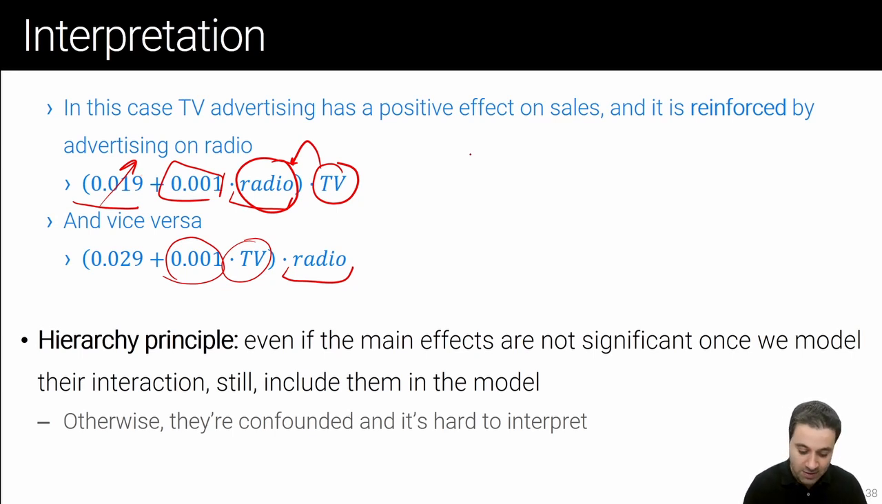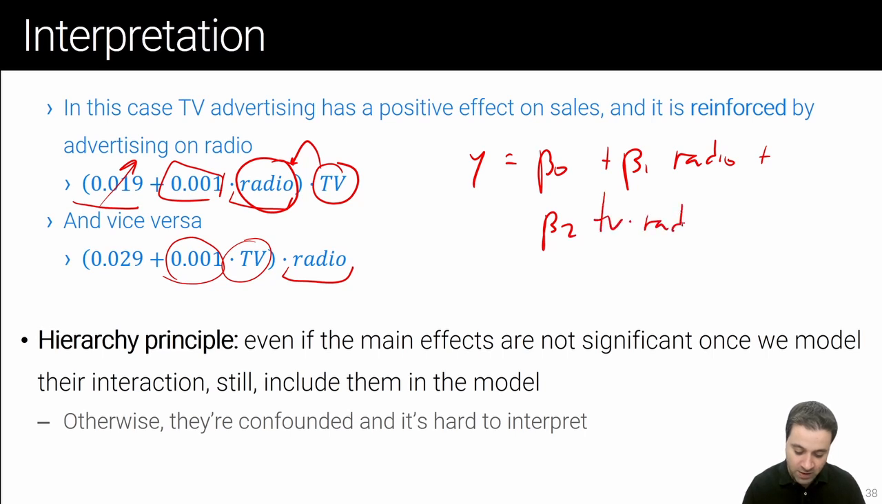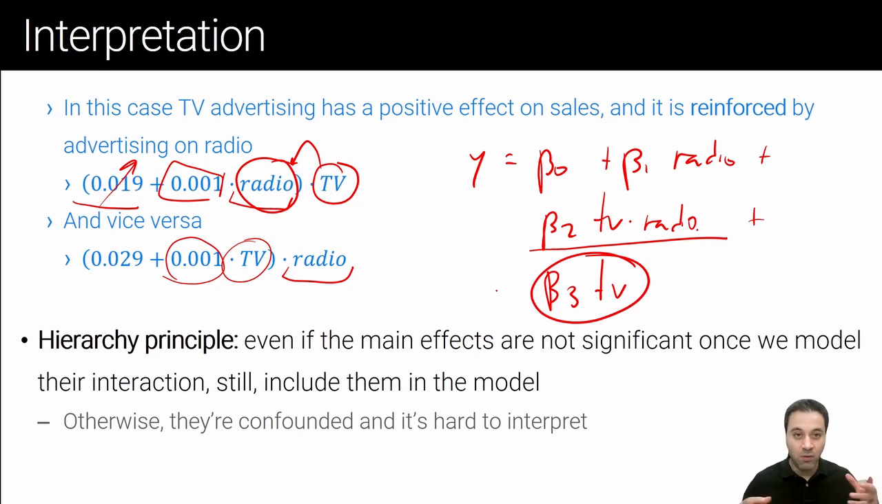So if we have a model in which we have, let's say, beta 0 plus beta 1 radio plus beta 2 TV times radio, what this is saying is, if we have an interaction having TV, like this one over here, we should always have the main effect of TV. So we should always have this term over here, to always have all the factors involved in the interaction as we go all the way up.